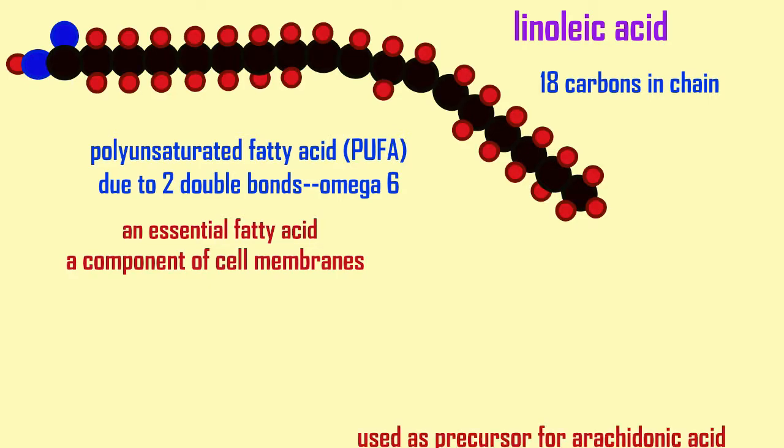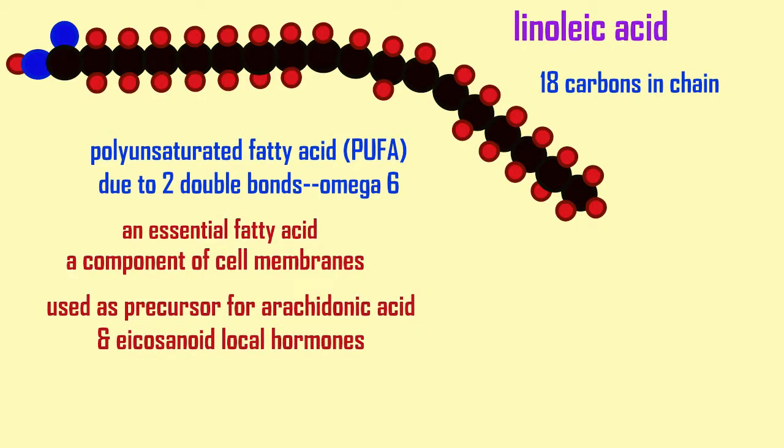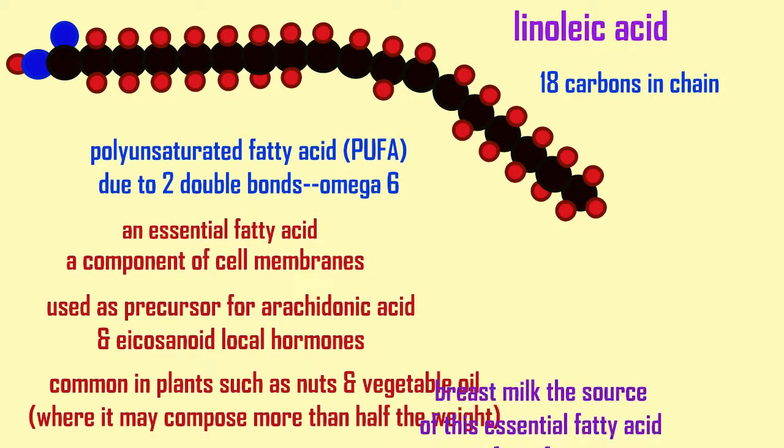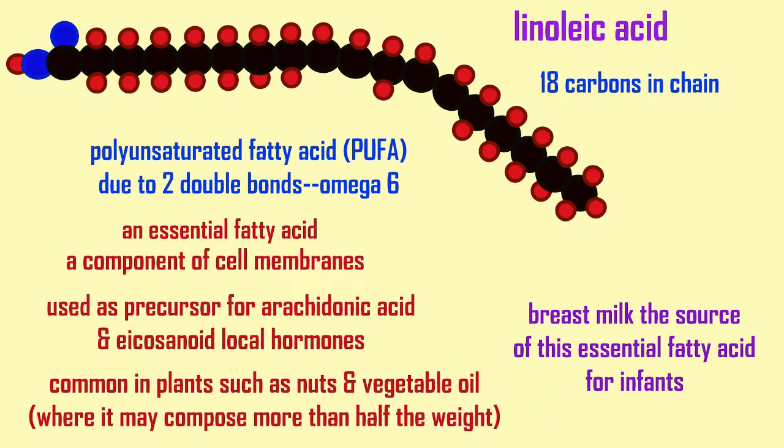It is important in human cell membranes. It's a precursor for arachidonic acid, which is very important in biosynthetic pathways and signaling, and a number of other local hormones. It can be found in plant dietary sources such as nuts and vegetable oil, and in some vegetable oils this acid is half the weight. Breast milk is the source of this essential fatty acid for infants.